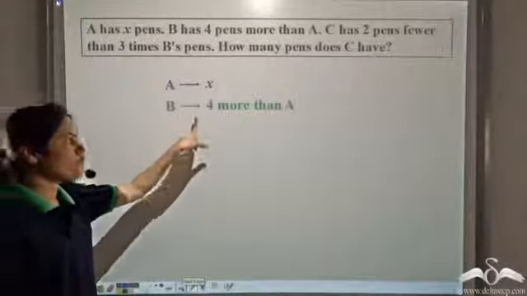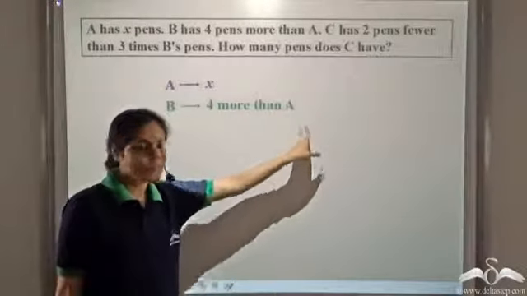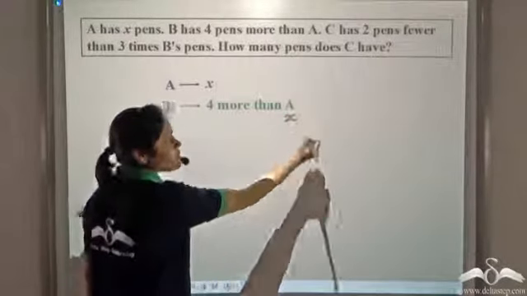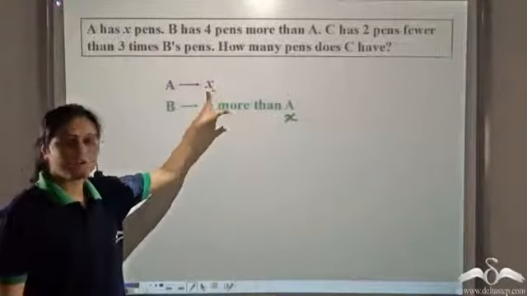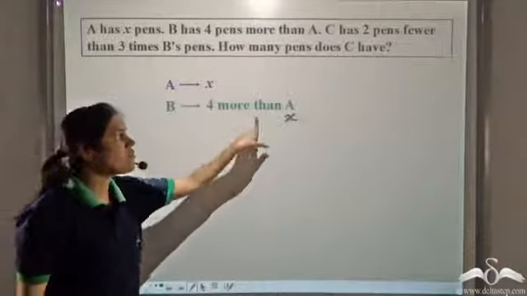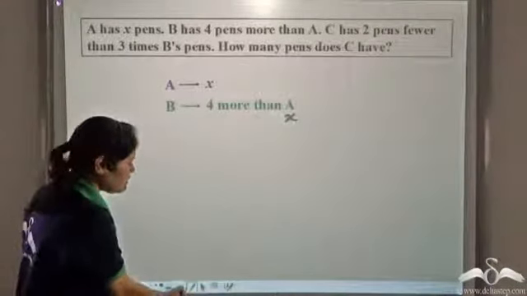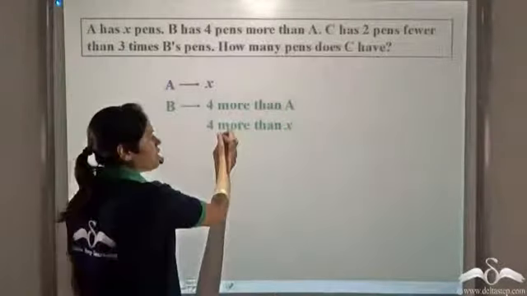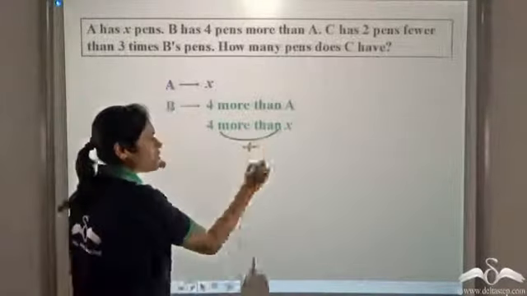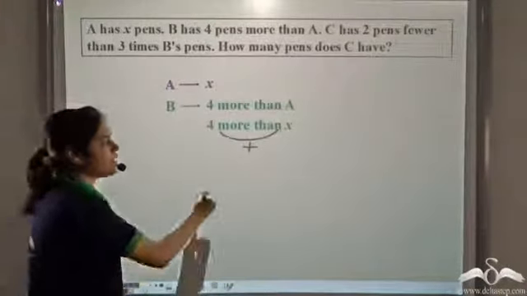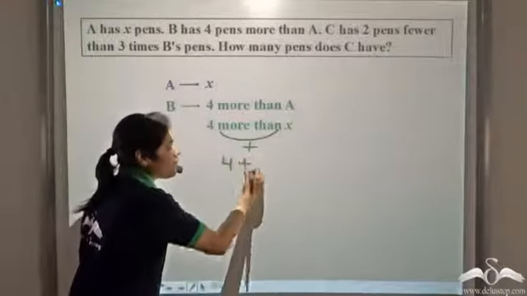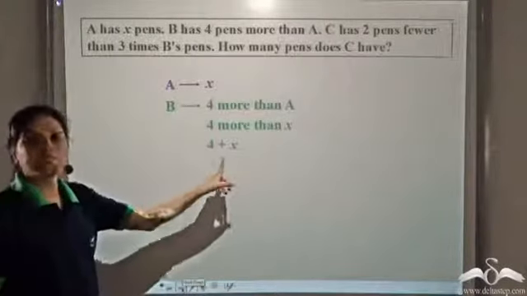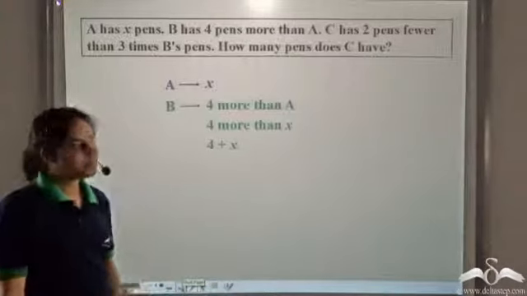B has 4 more than A. So what is A's pence? A has x pence, that we have already got. So B has 4 more than A means B has 4 more than x. More than stands for addition operation. So B has 4 plus x.